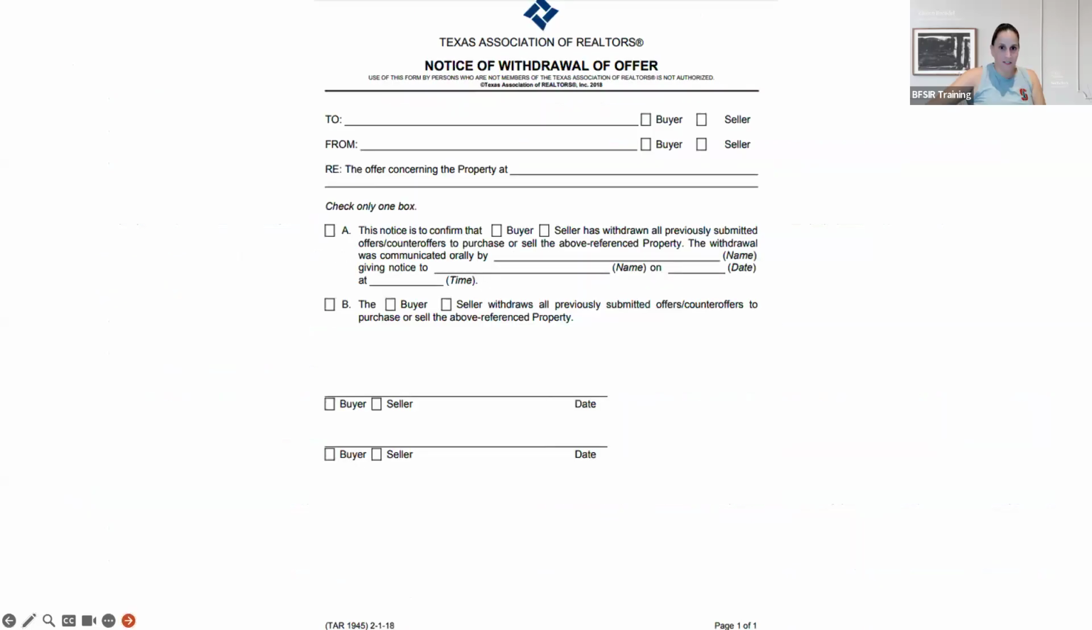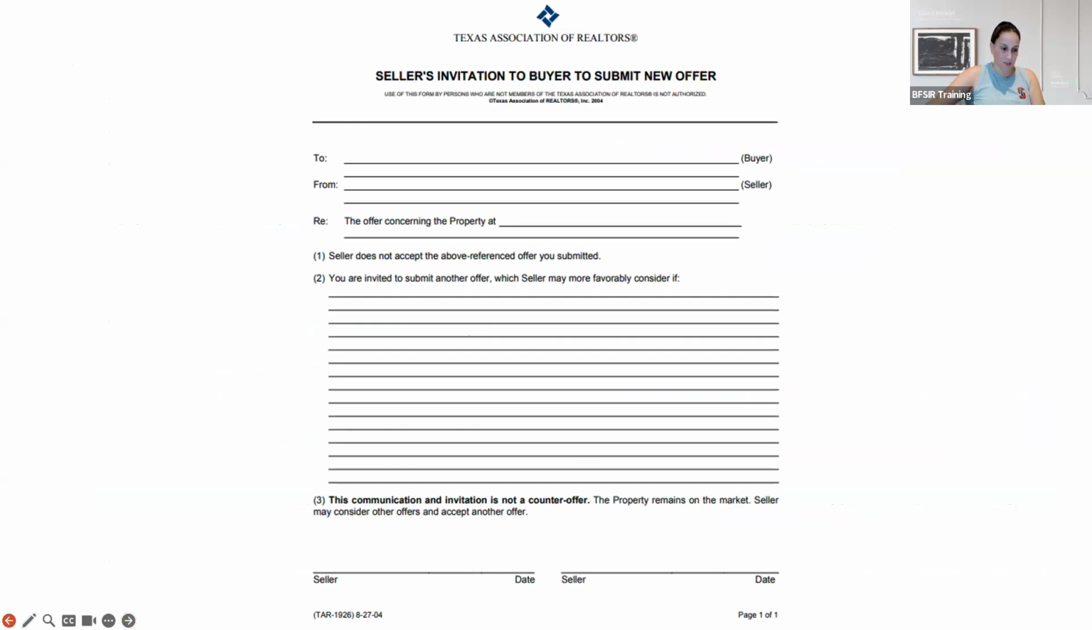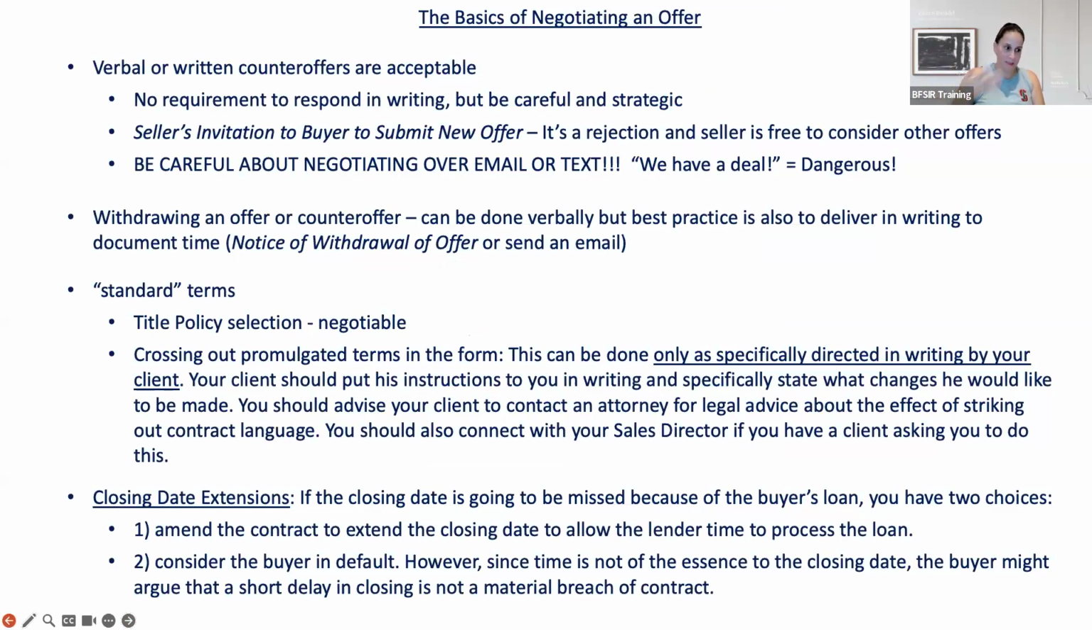That's like the craziest version of that story. But this is another, you don't have to do this. A lot of times in these situations, time is of the essence and a simple email will suffice. But this says, this notice is to confirm that seller has withdrawn all previously submitted offers. This withdrawal was committed orally and in this writing. So this is a form that exists. You don't have to use it. Generally speaking, if you're in a rush, just a plain old email will suffice.